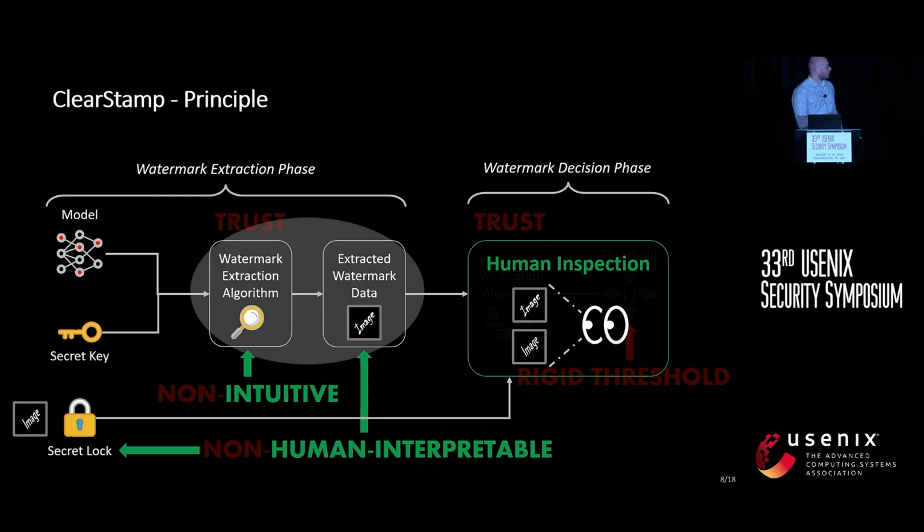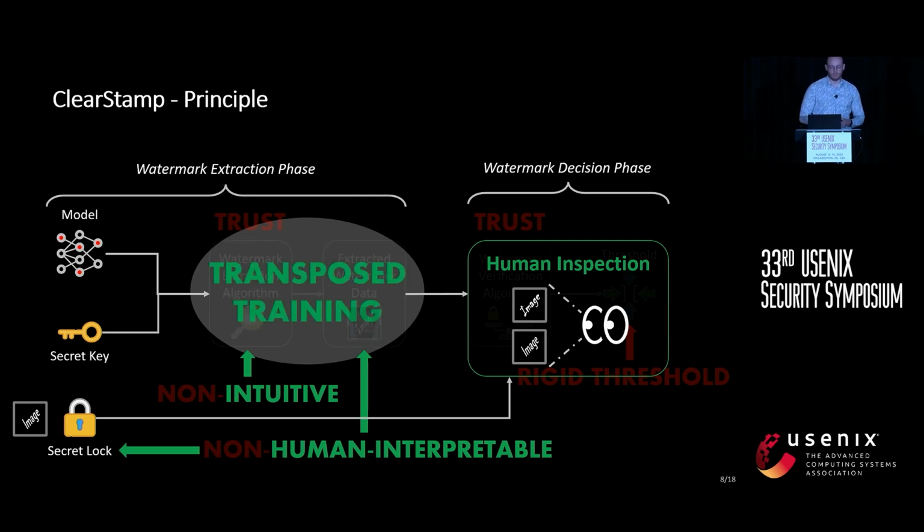So how do we do that? What is our algorithm to create an image as a watermark, and why is this so intuitive? We use something called transposed training for that. So I will now explain what this transposed training is all about.